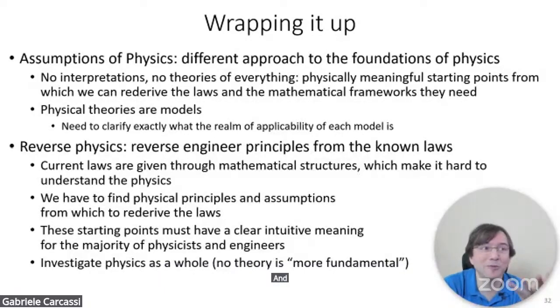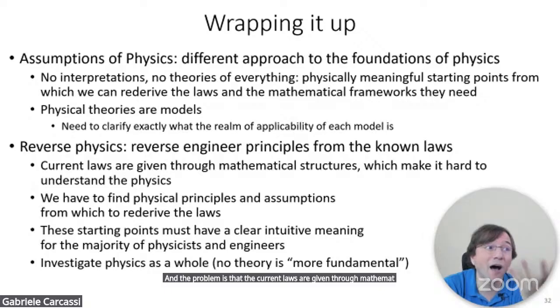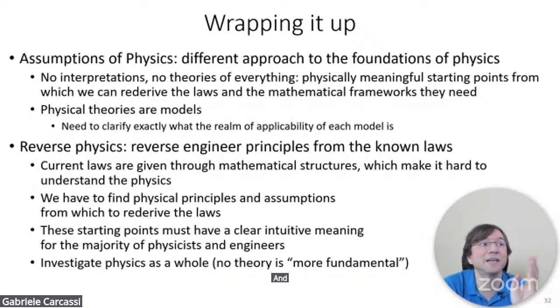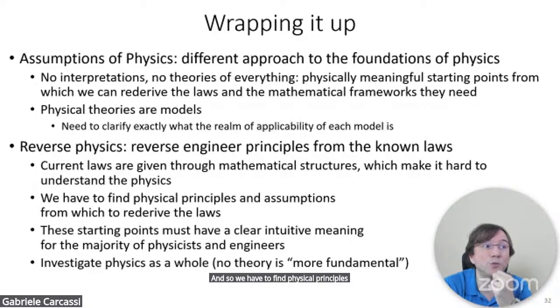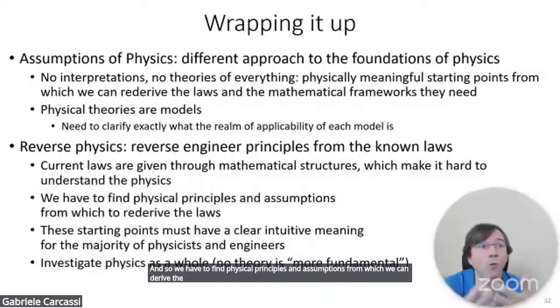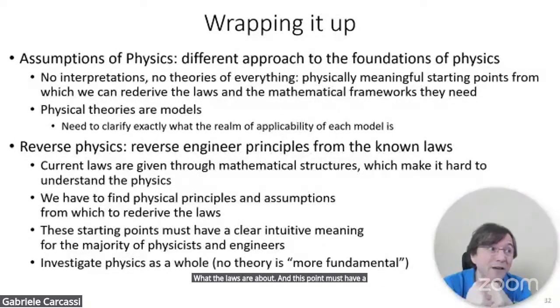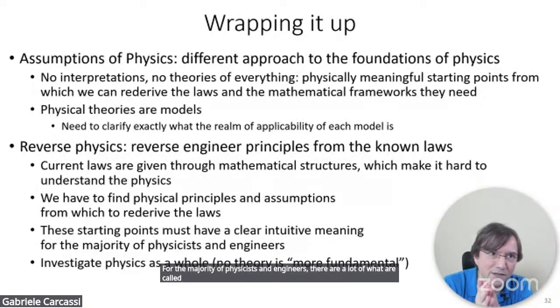And the problem is that the current laws are given through mathematical structure, which makes it hard to understand what the physics is. And so we have to find physical principles and assumptions from which we can derive the laws, so that we can know what the laws are about. This starting point must have a clear and intuitive meaning for the majority of physicists and engineers. There are a lot of what are called reconstructions of quantum mechanics in the literature.